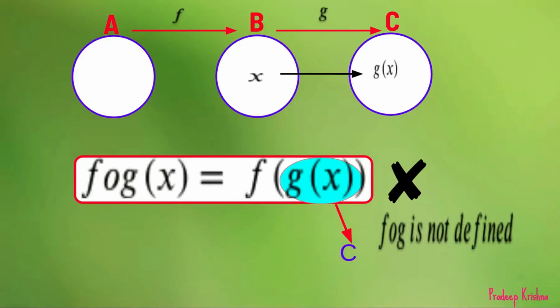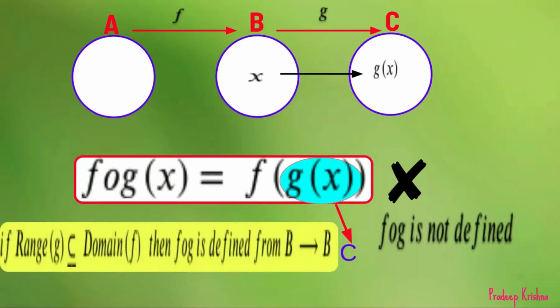പക്ഷെ ഇത് ഡിഫൈൻഡ് ആവാം എപ്പോഴെന്ന് വെച്ചാൽ range of g is a subset of domain of f. What is range of g? Range of g is a subset of C. Is a subset of domain of f, that is A. എന്ന് വെച്ചാൽ g യുടെ റേഞ്ച് A യുടെ സബ്സെറ്റ് ആണെങ്കിൽ ഡിഫൈൻഡ് ആണ്. And it is defined from B to B. So ഒന്നുകൂടെ കൃത്യമായിട്ട് പറഞ്ഞാൽ the sets A and C same ആണെങ്കിൽ f composition g ഡിഫൈൻഡ് ആയിരിക്കും from B to B.